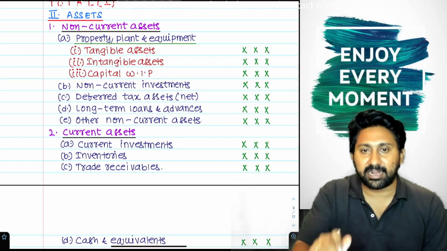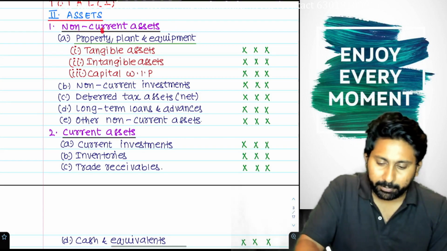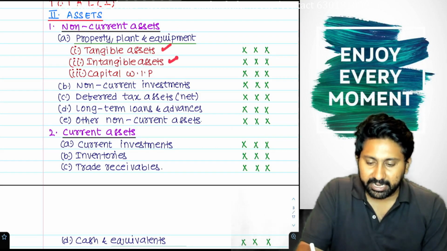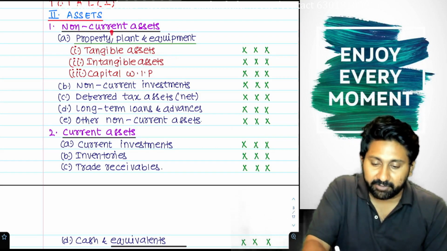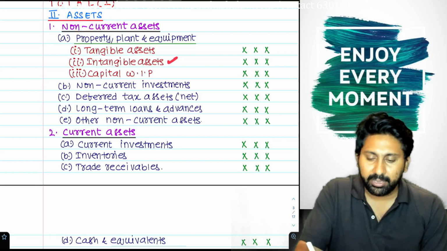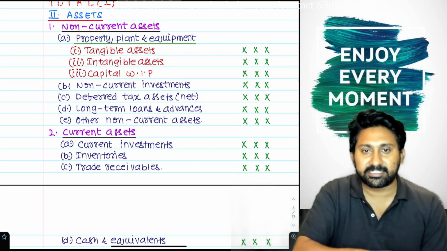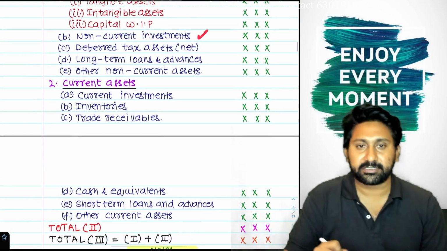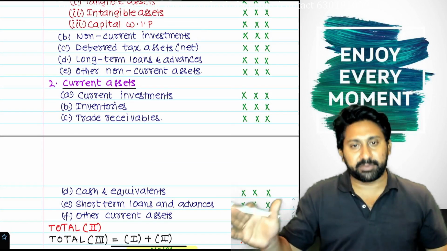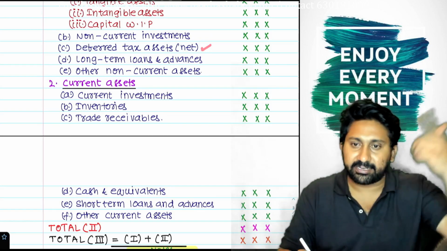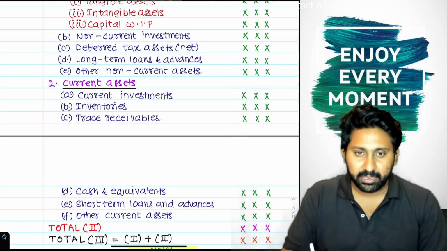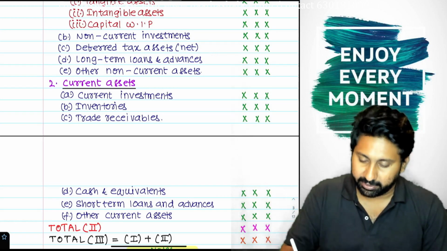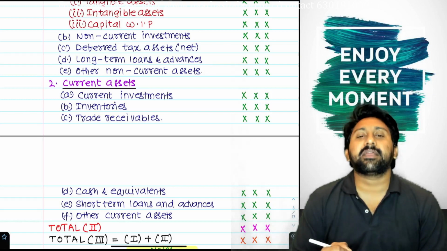Next, assets. Non-current assets, meaning other than current assets, are fixed-asset types. Property, plant and equipment: tangible and intangible. Intangible is intellectual property, therefore property. Capital work in progress, intangible assets under development, research and development will also come. Non-current investments mean long-term investments. Deferred tax asset, like deferred tax liability. Long-term loans and advances given by the company are a receivable for the company. Other non-current assets.